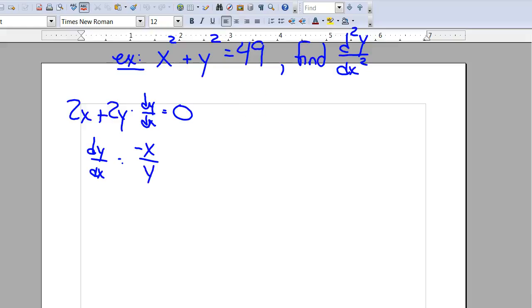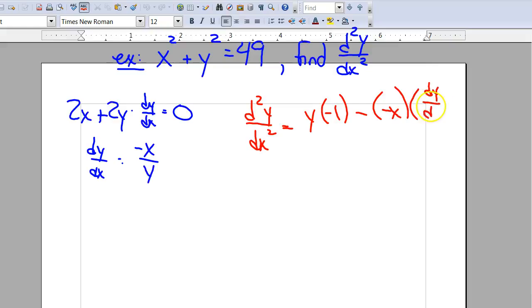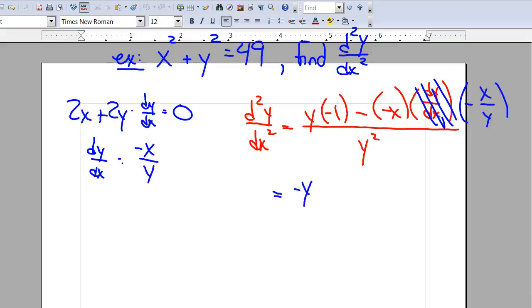Okay, so quotient rule. The second derivative is, again, the bottom times the derivative of the top, minus the top times the derivative of the bottom, which is dy/dx, over the bottom squared. But instead of dy/dx, what am I going to put? Negative x over y. So if I rewrite that, I'll have negative y plus, because negative negative, this is like x over 1, so going across the top gives me x squared, going across the bottom gives me y, over y squared.